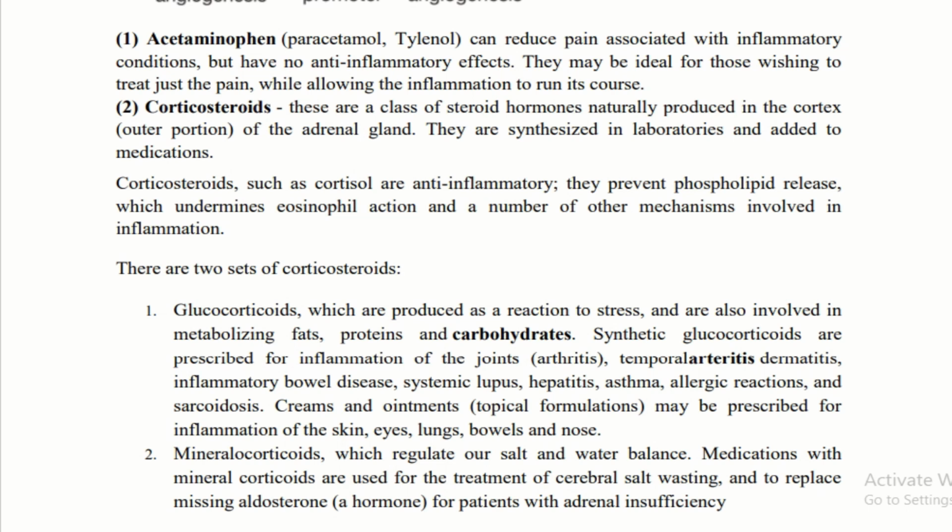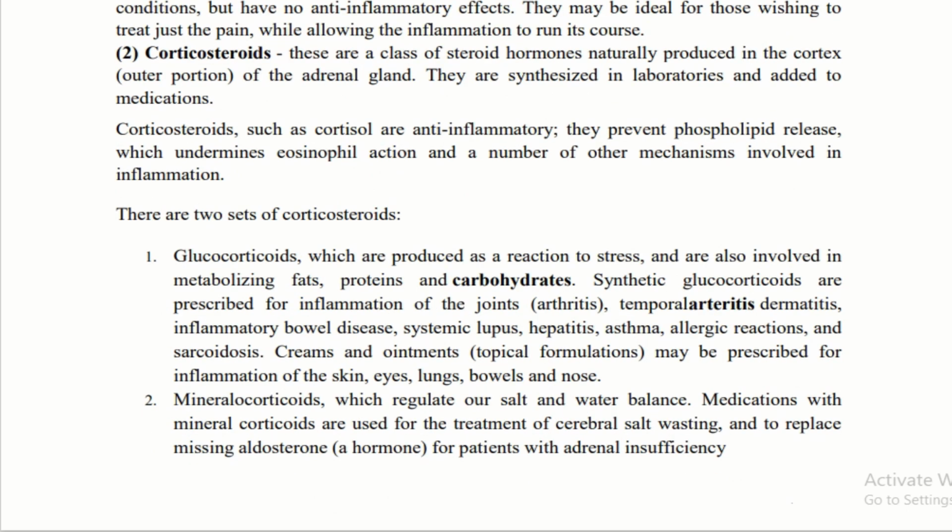Lastly, we have corticosteroids. These are a class of steroid hormone naturally produced in the cortex, or outer portion, of the adrenal gland. They are synthesized in labs and added to medications. Corticosteroids such as cortisol are anti-inflammatory. They prevent phospholipid release, which undermines eosinophil action, and a number of other mechanisms involved in inflammation. Two sets of corticoids are glucocorticoids and mineralocorticoids.